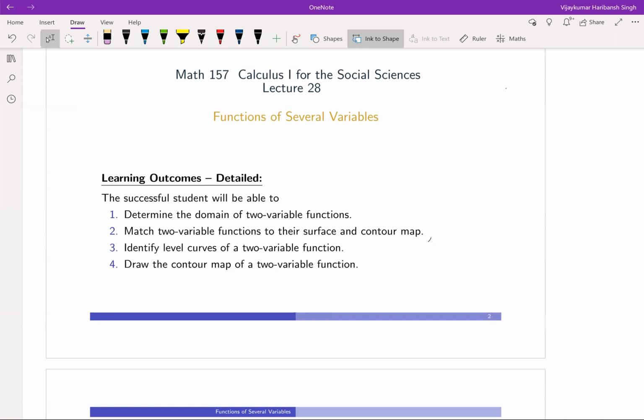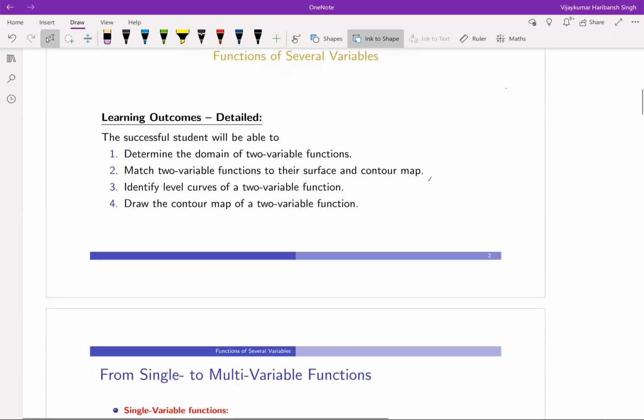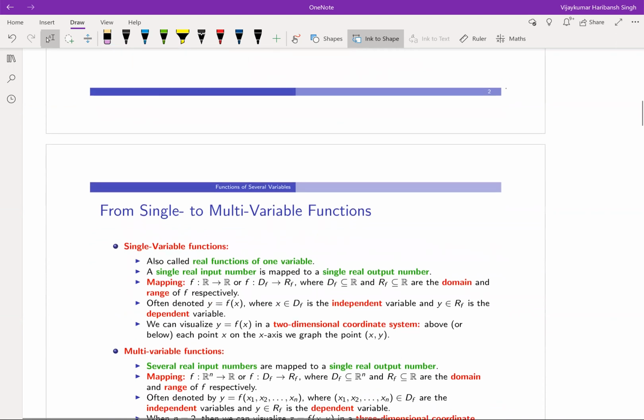Welcome, students. Today we want to discuss functions of several variables. So before we go there, let's recall what a function of one variable is. For this whole course until now, we have discussed functions of one variable. So f of x is a function of one variable, right?